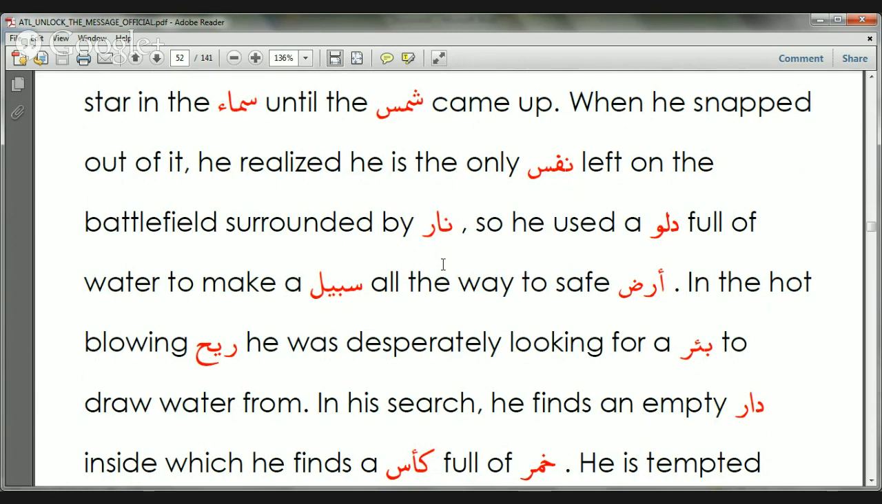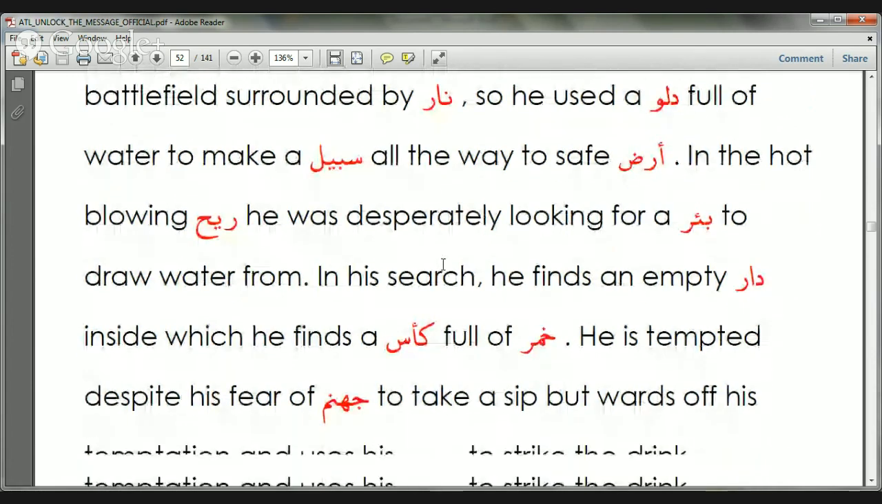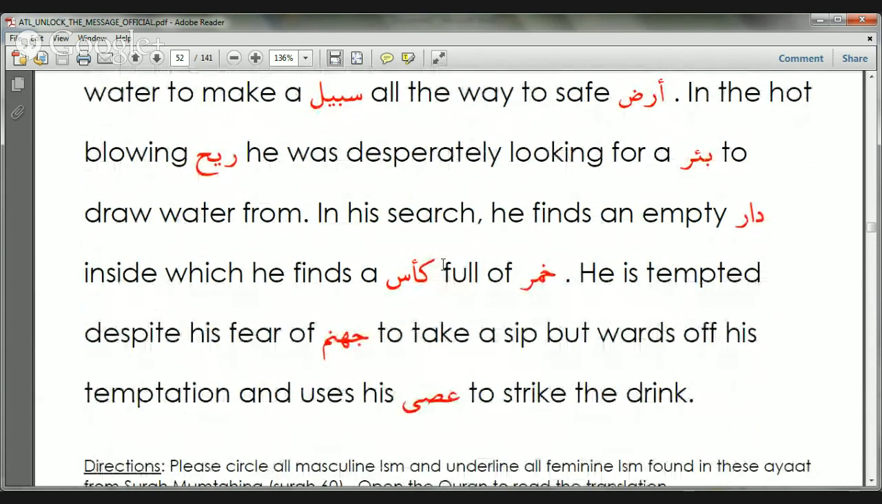In his search, he finds an empty darun, an empty home, or actually an empty residence. Residence is a better idea. Inside which he finds a ka'sun, a cup, full of khamrun, of wine. He is tempted despite his fear of jahannamu. Not jahannamun, jahannamu. His fear of Jahannam, fear of hellfire. Jahannam is the literal name of hellfire.